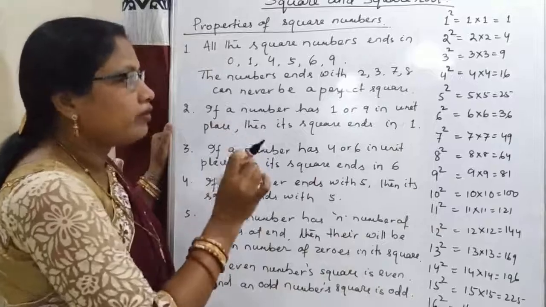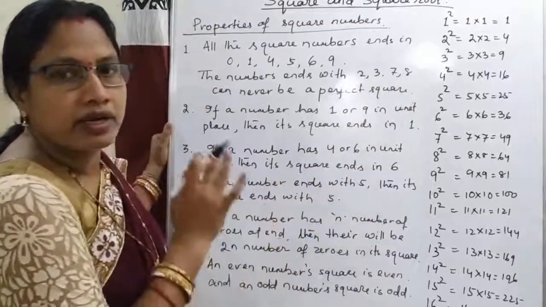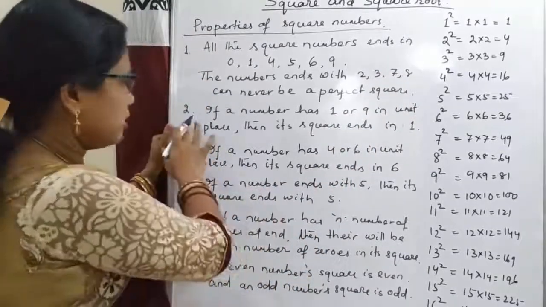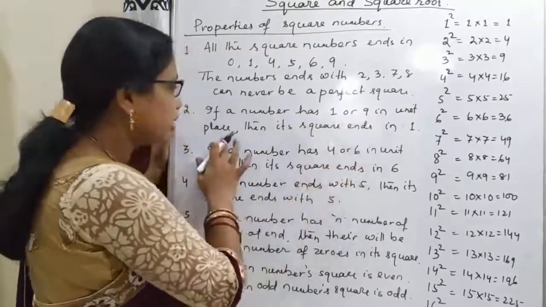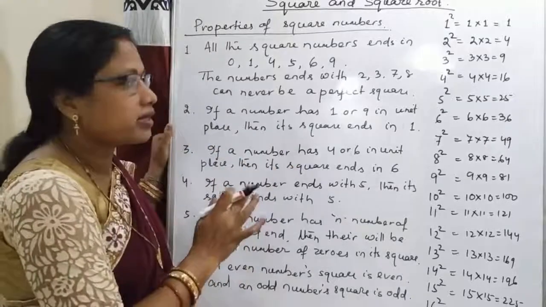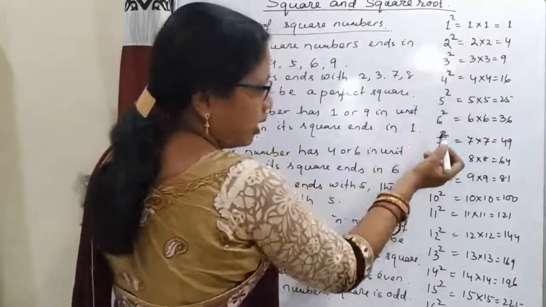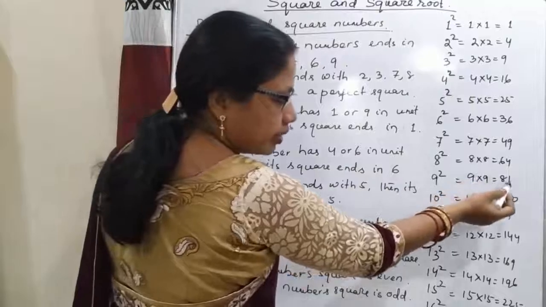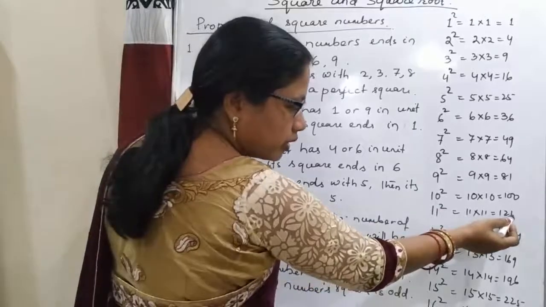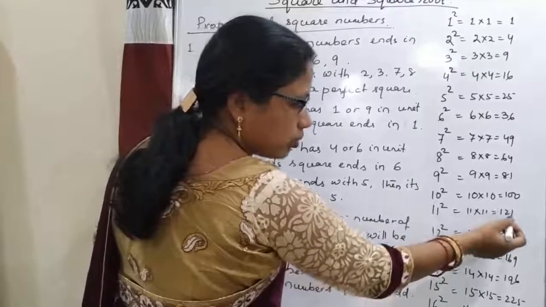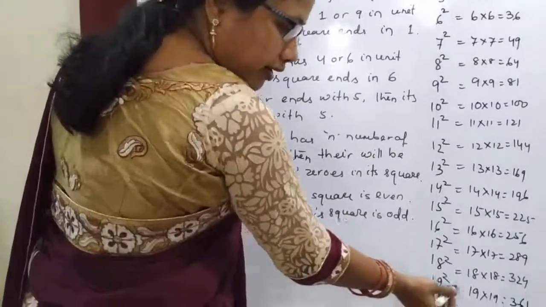So if a number is given with unit digit 2, 3, 7 or 8, then that cannot be a square number. Second property: if a number has 1 or 9 in the unit place, then its square ends in 1. Look, this is 1, so its square is also 1. And this is 9, its square is 81, which ends in 1. Then 11 square is 121, it ends with 1. Then 19, its square is 361.